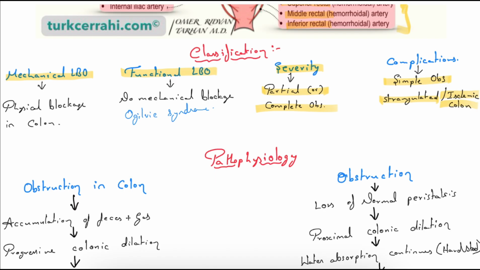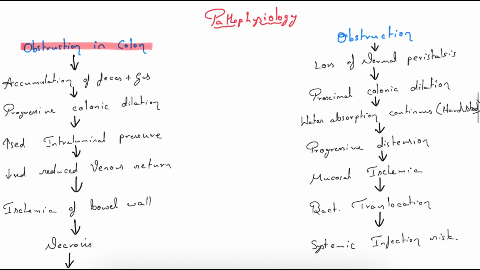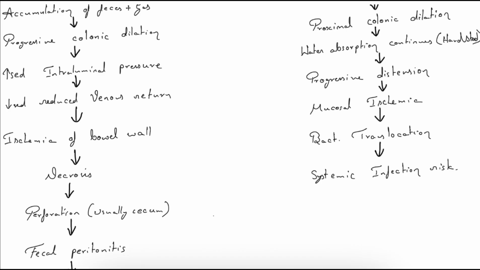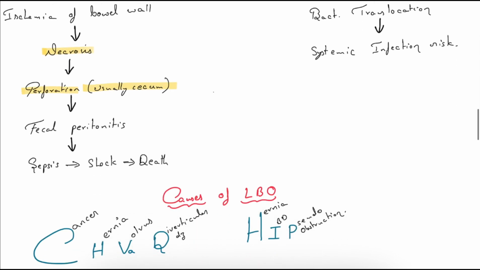Okay, next is the pathophysiology. First of all, the patient gets an obstruction in the colon, and there is accumulation of feces and gas. Then it leads to progressive colonic dilation, then increased intraluminal pressure. Then reduced venous return and ischemia of the bowel wall lead to necrosis. At last, perforation, usually in the cecum, with fecal peritonitis, then sepsis and shock, and at last death.